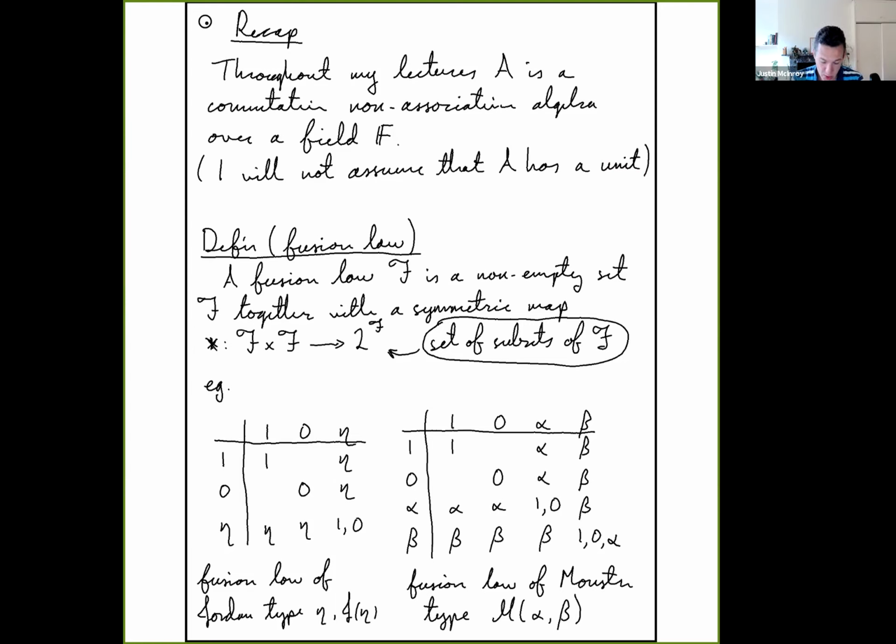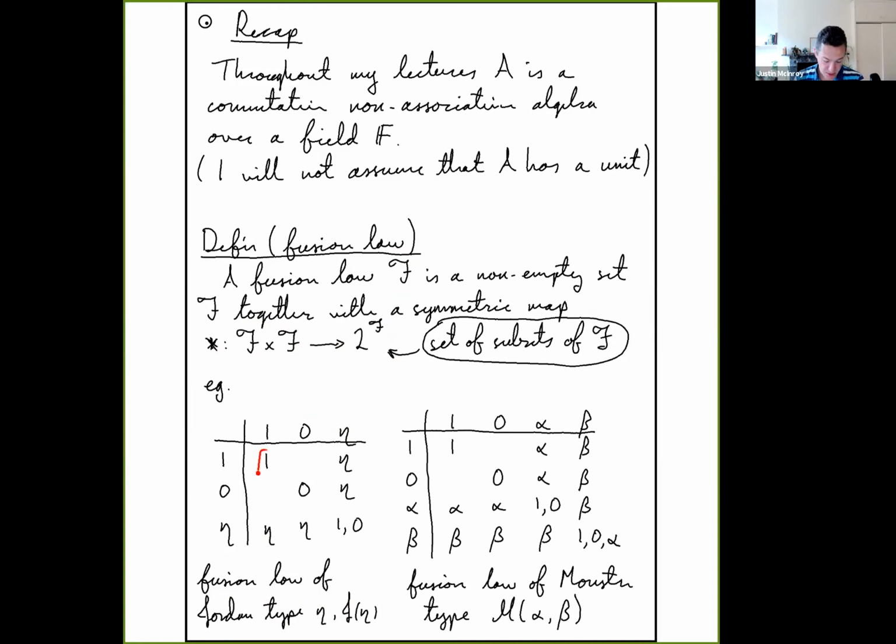Okay, so we saw last time about these things which I called fusion laws. And a fusion law was just a non-empty set F together with some symmetric map which takes two elements of F and returns you some subset of F. And you can represent these in a table. And I gave you two examples last time. The first of which was the fusion law of Jordan type eta. And it just looks like this.